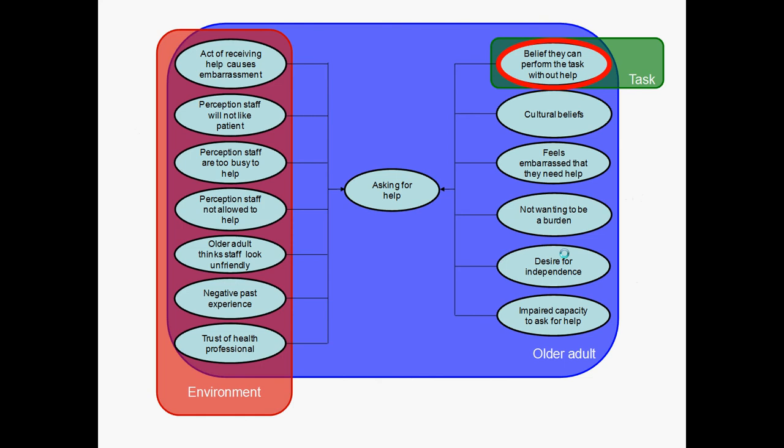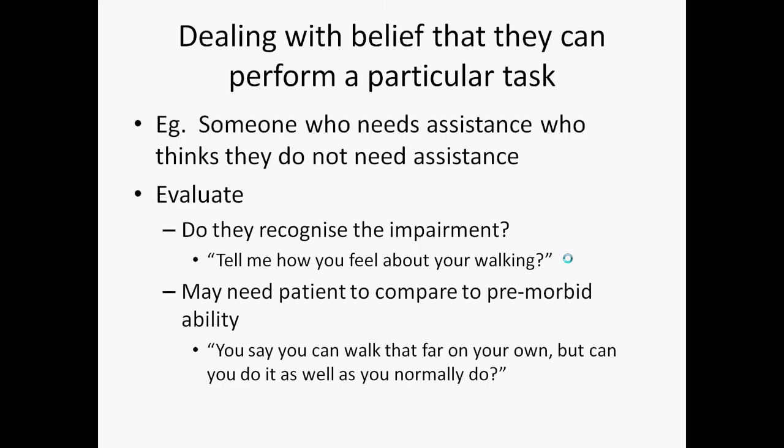The next issue that we're going to deal with is patients who have a belief that they can perform the task without any help. This again comes back to framework number 1 and the ability for patients to change their behavior to engage in risk compensation. It's very common to find someone who needs assistance who thinks they don't need it. And this is not surprising because patients have been doing things like going to the toilet, getting dressed, looking after themselves for many, many, many years.